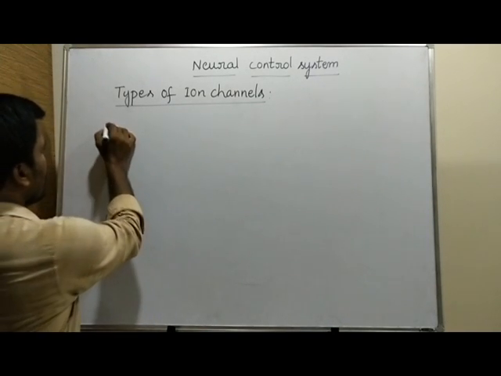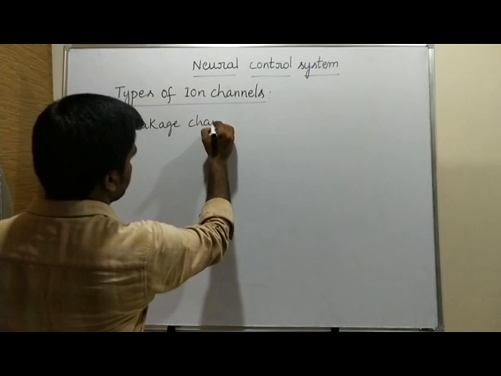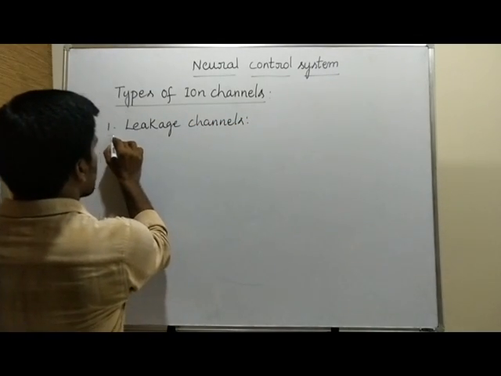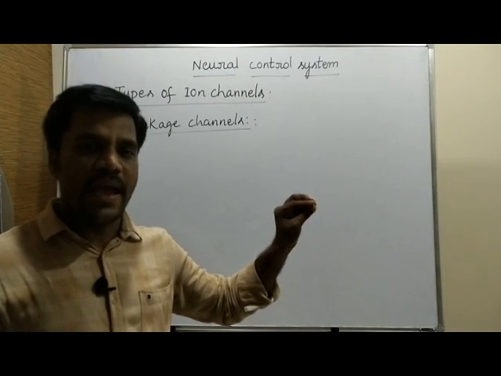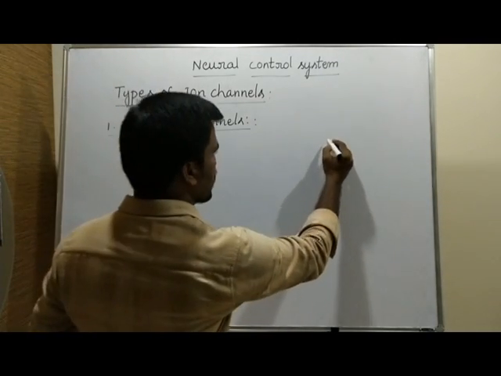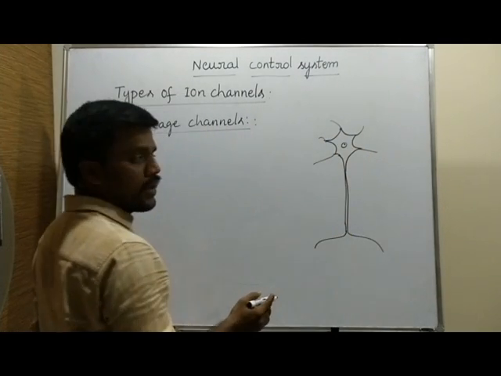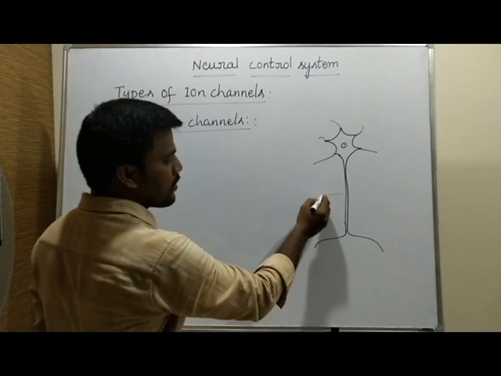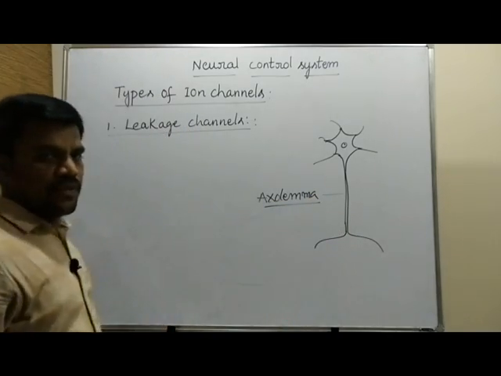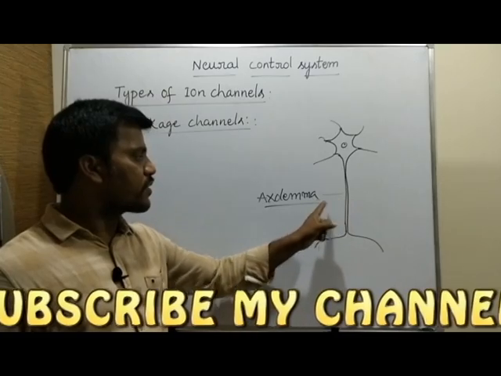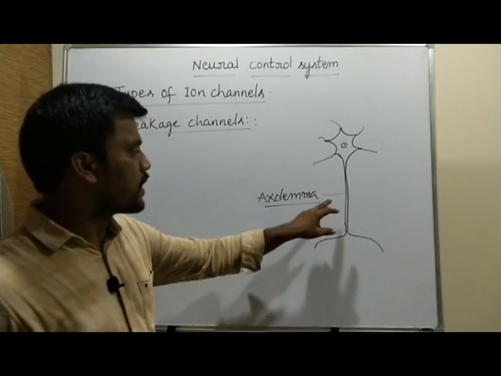The first one is leakage channels. These leakage channels are located on the axolemma. Axolemma means, if you take one neuron, the neuron consists of an axon, and the membrane around the axon is called the axolemma. These leakage channels are present on the axolemma.